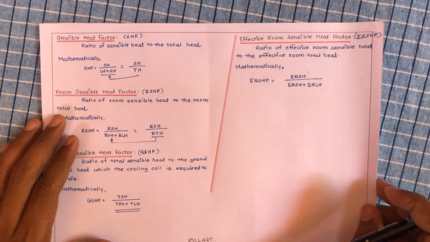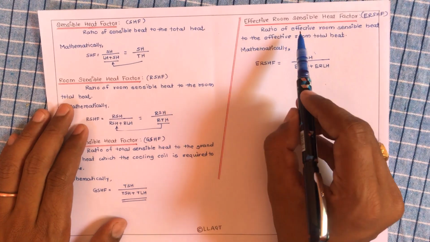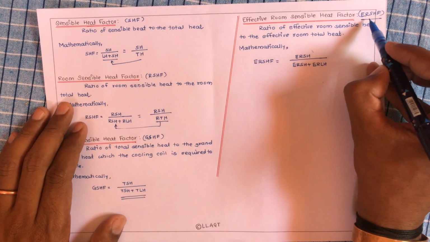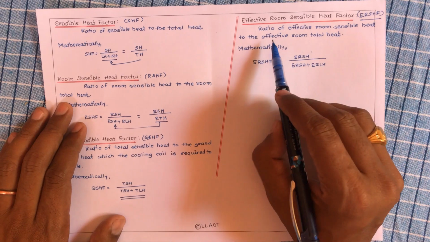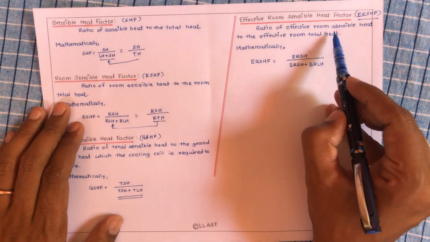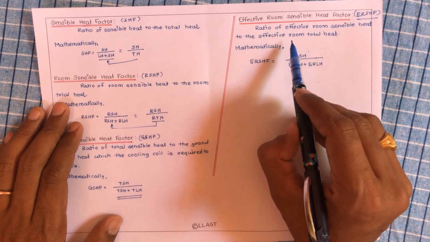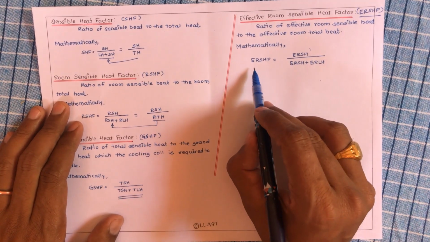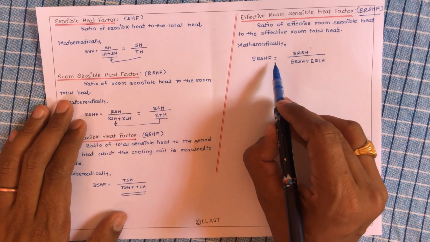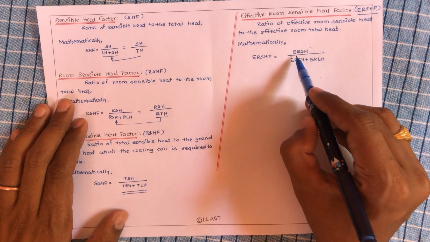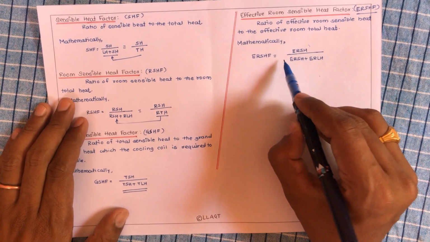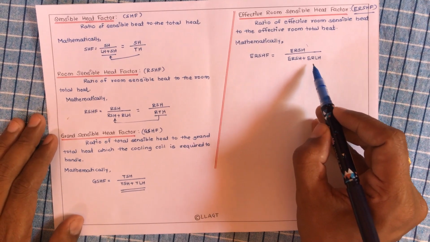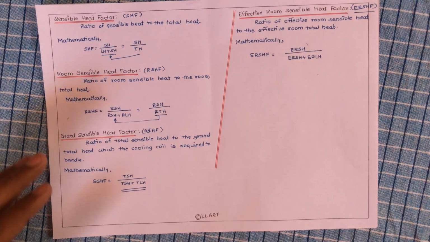Let us move towards the last definition, that is effective room sensible heat factor. It is also designated as ERSHF. It is nothing but the ratio of effective room sensible heat to the effective room total heat. Mathematically, we can write effective room sensible heat factor is equal to effective room sensible heat over effective room sensible heat plus effective room latent heat.